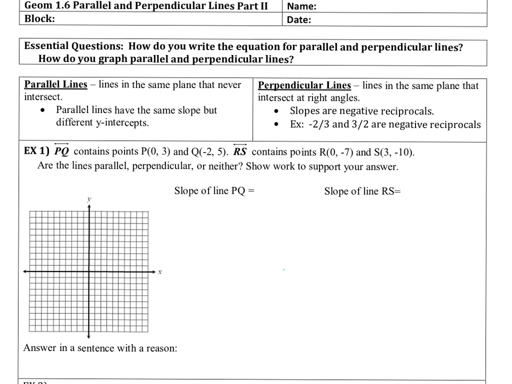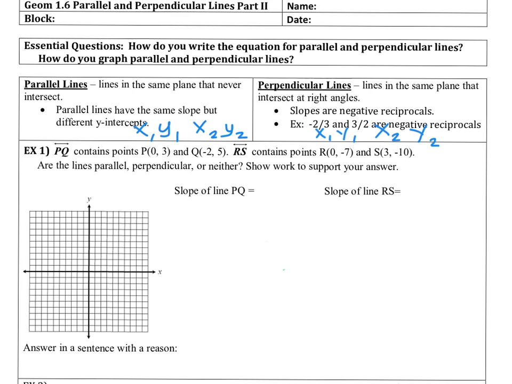The first thing we're going to do is find the slope of line PQ. That involves labeling our points. I'm going to start with P being x1, y1. Q is x2, y2. I'm going to come over here and label R as x1, y1. I'm going to label S as x2, y2. You have a much better chance of getting this correct if you label your points.